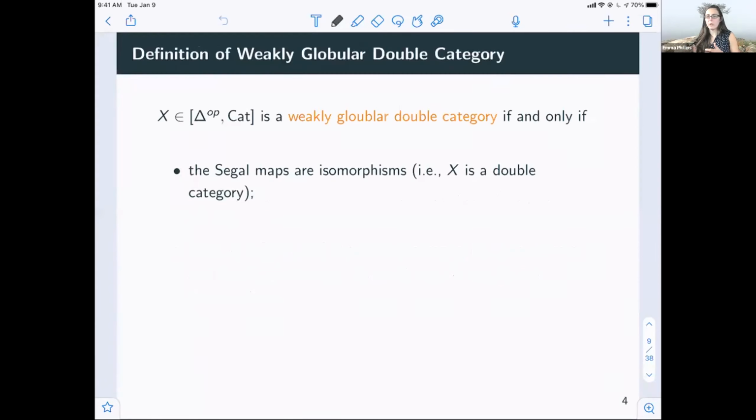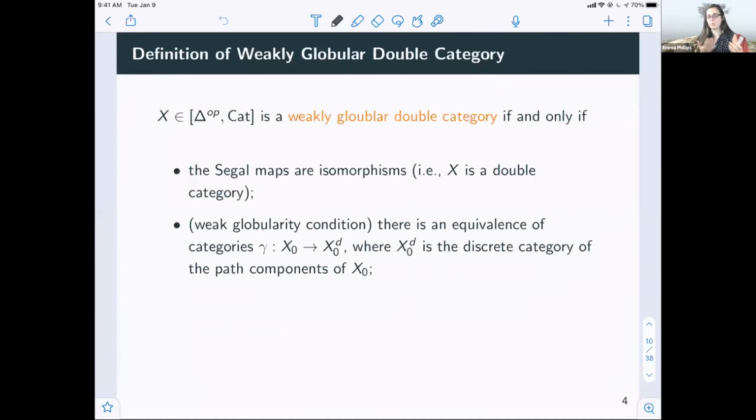So we end up defining a weakly globular double category as a simplicial object in a category where the Segal maps are isomorphisms. In other words, that we do have a double category. And then we define this weak globularity condition, which is that we have this equivalence of categories between X0 and the discrete category of the path components of X0.